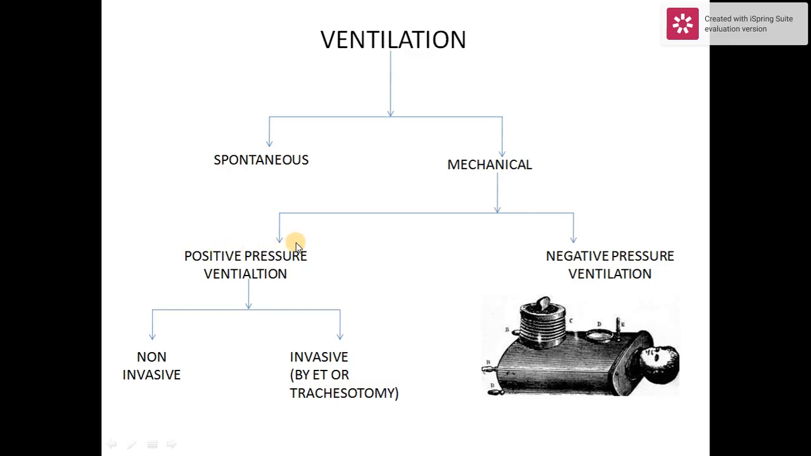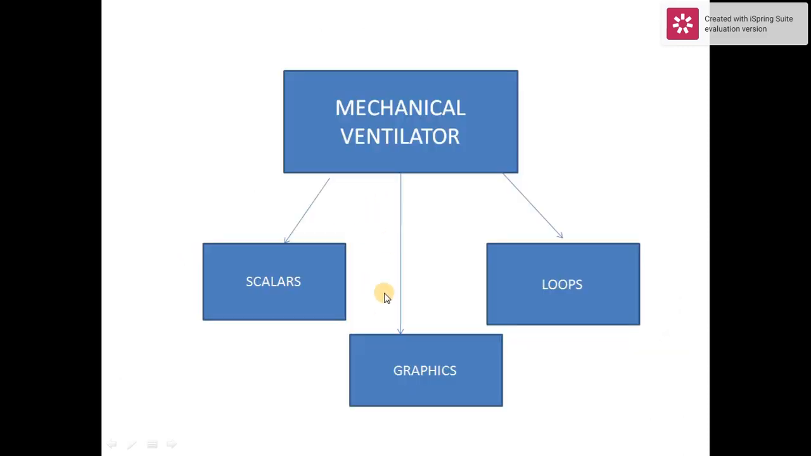And one more is positive pressure ventilation. It can be further divided into non-invasive and invasive. Invasive is the process by which we deliver the ventilation either through an endotracheal tube or through a tracheostomy. This is about the ventilation classification. So what we basically need to study about mechanical ventilators is scalars, graphics, and the loops. In today's video we will study only about the scalars.